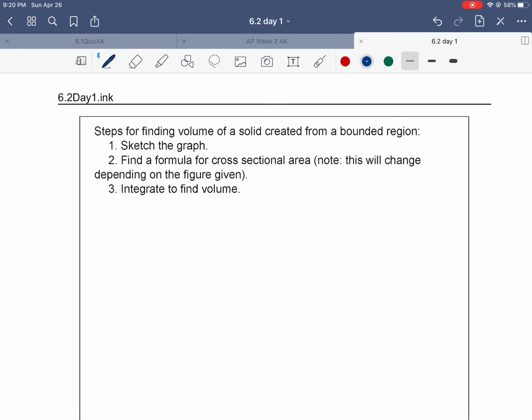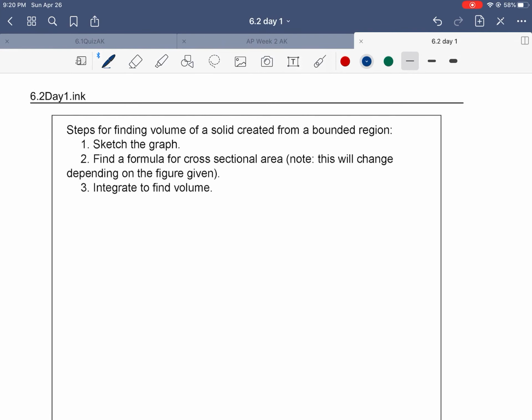So our steps, number 1, we're going to sketch the graph. Functions will be given. You're finding the space, the shaded region, just like we did in 6.1. But we're not integrating from there. The second step, based on what the problem describes, we're going to find the area of one of the cross sections. We're going to find the area of one of the slices. And then finally, once we have the area of one slice, we integrate, and that gives us our volume.